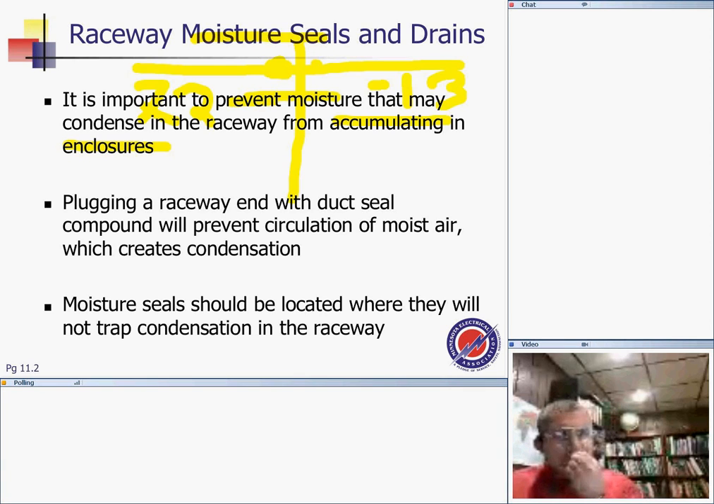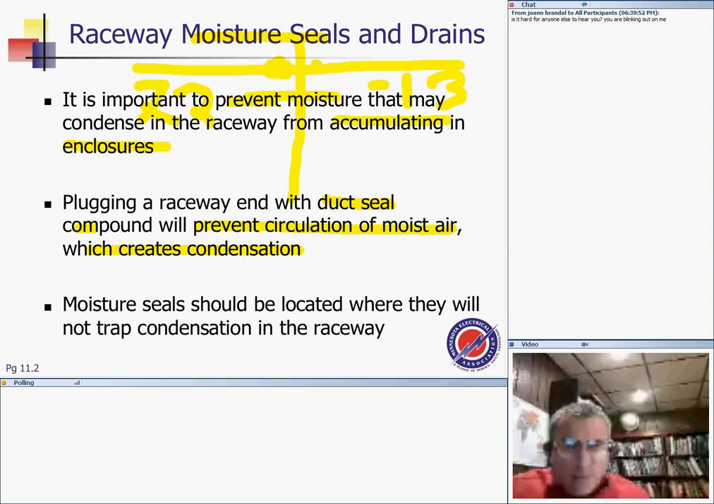A couple of things, guys, about the seal. We seal for environmental reasons when you go between two different temperatures, outside being the most common one, plugging the ends with duct seal, and we're talking about duct seal compound. It prevents moist air, which can create condensation, which creates dripping right above your switchgear. That's the main reason, guys, why we put in duct seal and seal the conduits as they enter.